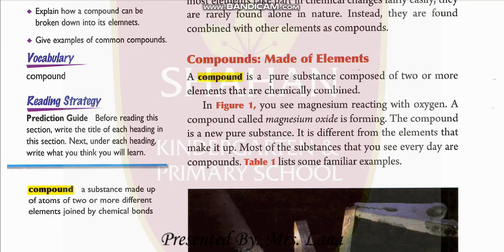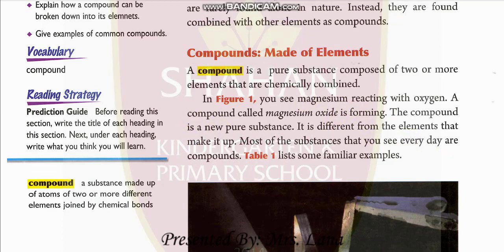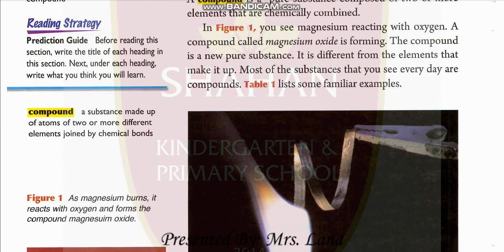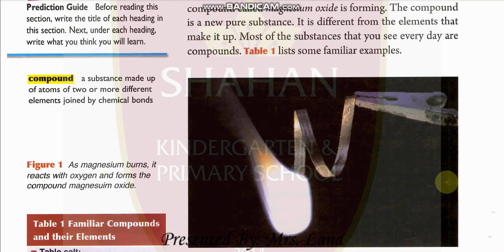A compound is a pure substance composed of two or more elements that are chemically combined. In figure number 1, you see magnesium reacting with oxygen. A compound called magnesium oxide is forming. The compound is a new pure substance. It is different from the elements that make it up. Most of the substances that you see every day in our life are compounds. So a compound is a substance made up of atoms of two or more elements joined by chemical bonds.